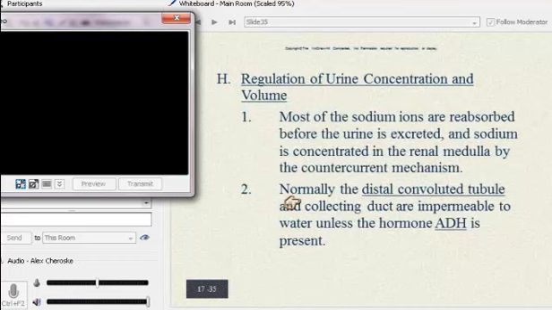cells that are receptive to that anti-diuretic hormone, ADH. And what happens there is we're reabsorbing water in the distal convoluted tubule, etc.